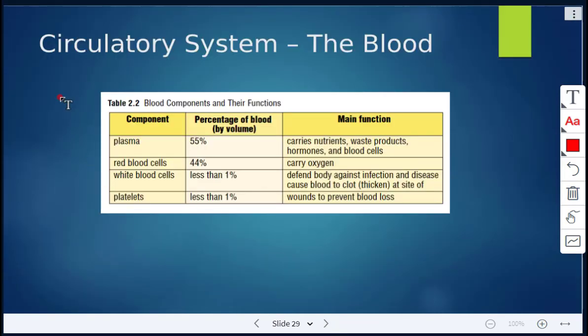All right, so just to review the blood components and their functions, the plasma makes up about 55% of the blood volume, carries the nutrients, the waste products, hormones, and blood cells. The red blood cells make up about 44%. The main function is to carry oxygen. White blood cells make up less than 1%. They are there to defend the body against infections and disease. Platelets, again, less than 1%. And they're there to prevent blood loss and to cause the blood to clot or to thicken.